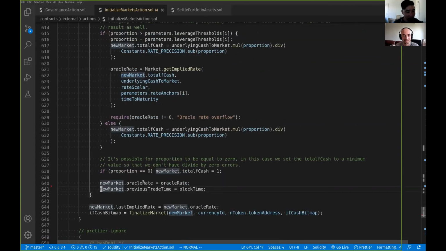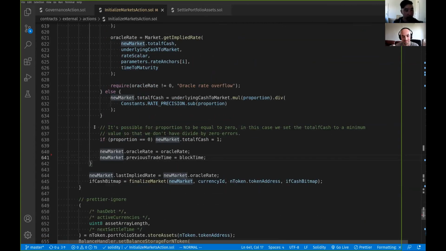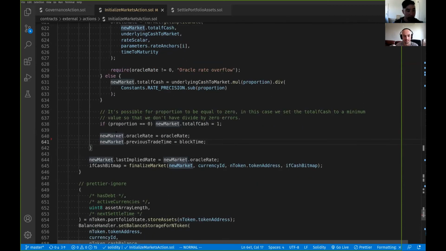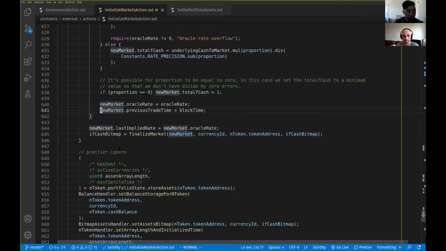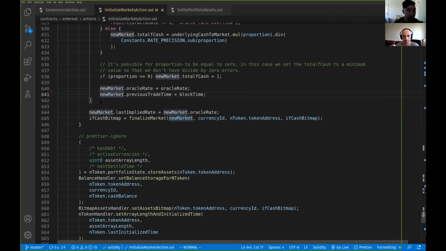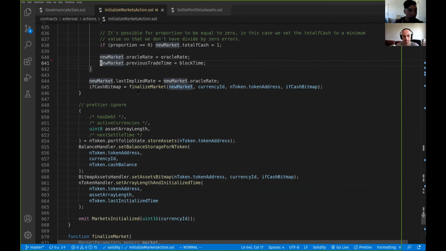So now we'll finalize this loop. We'll check for some edge cases here. We'll set the Oracle rate on the market, and we'll set the trade time to the current block time. So that makes sure that this Oracle rate is what the users actually get. There's not going to be any averaging, because we know it's going to be set to the current block time. The last implied rate will also be set to the Oracle rate. So that'll be the new rate that this Fcash market is going to trade at. And then we finalize the market here.